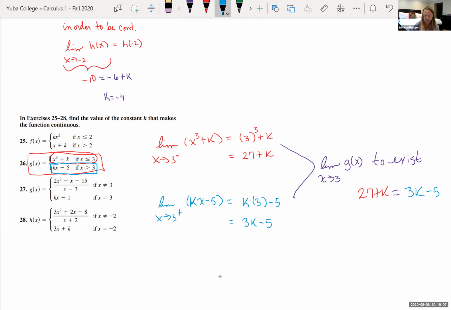So we got a linear equation, we need to solve for k. We want to get terms with k to one side of the equation, constants to the other. So let's subtract 27 on both sides, and let's subtract 3k on both sides. So I got k minus 3k is negative 2k equals negative 5 minus 27, that's negative 32. Divide both sides by negative 2, we get 16.